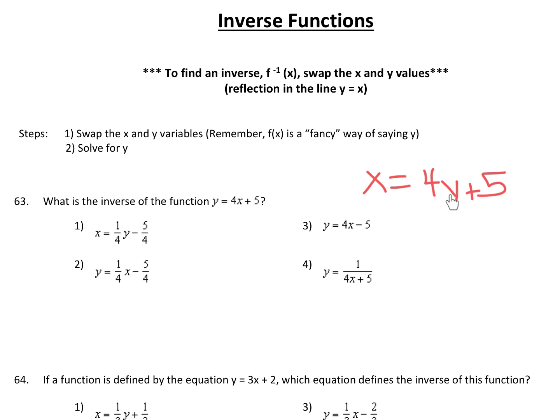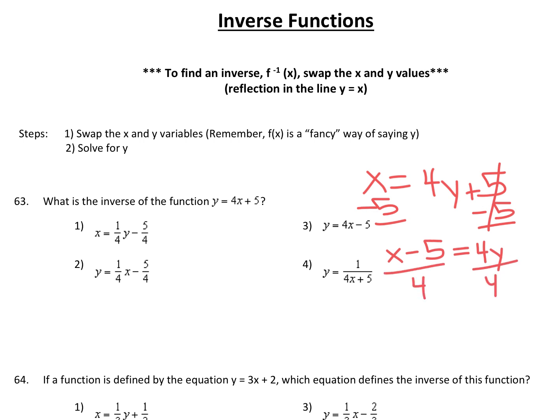If you wanted to solve for y, I would first subtract the 5, which leaves me with, on the left-hand side of the equation, x minus 5, and on the right side of the equation, 4y. Now from this point, to get the y by itself, we are going to divide both sides of the equation by 4. So that leaves me with y equals.